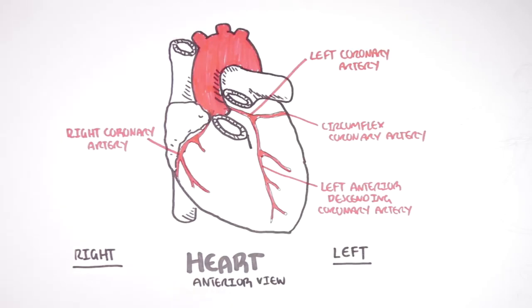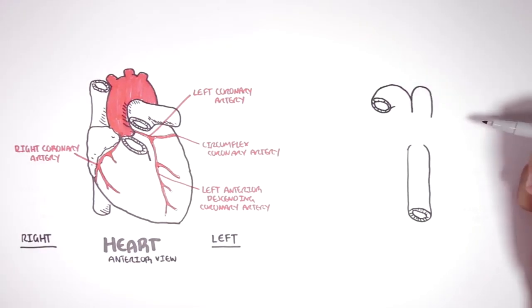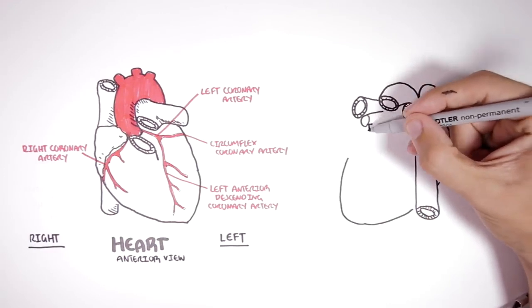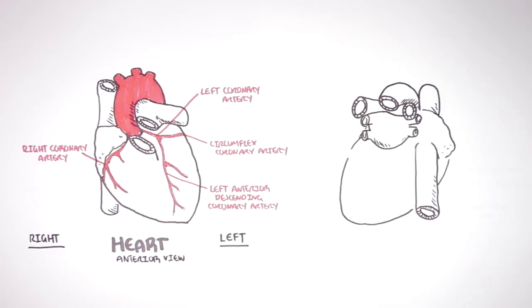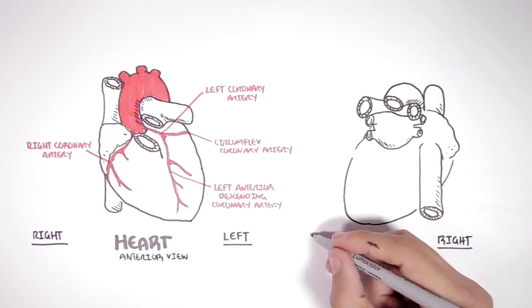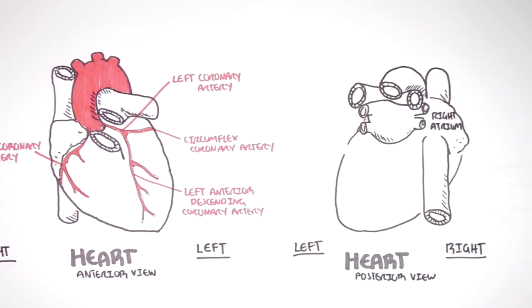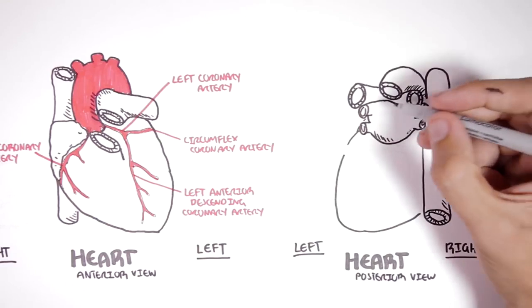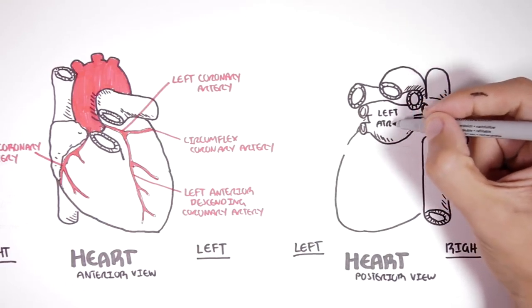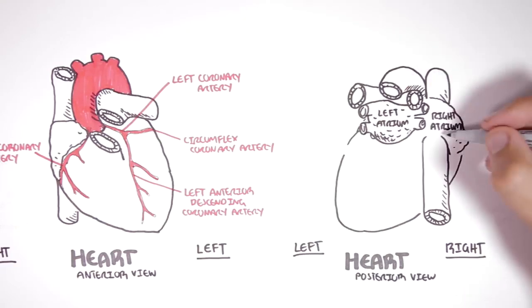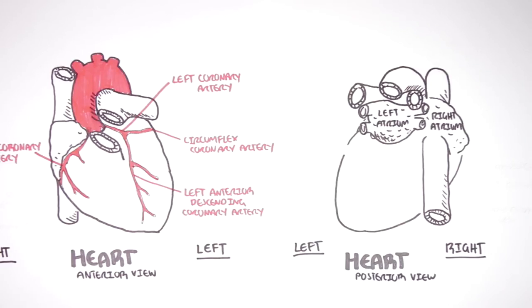Now, if we look at the heart from the posterior view, so from the back, here we have the left side of the heart and here we have the right side of the heart. And just so we know where we are, this is the right atrium here, and this is the left atrium here. Now let's continue looking at the coronary arteries which came from the anterior view.